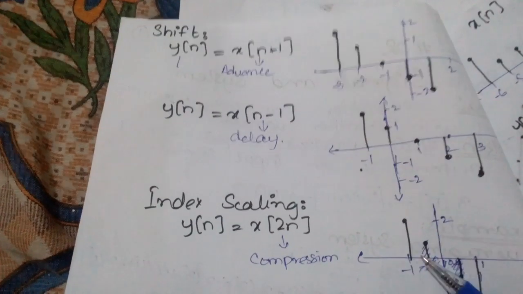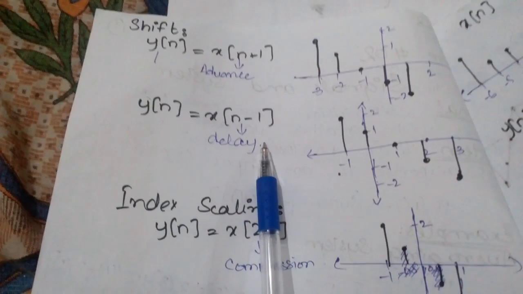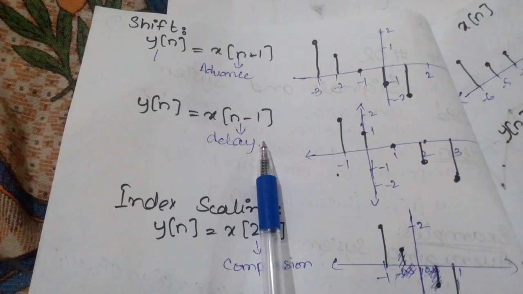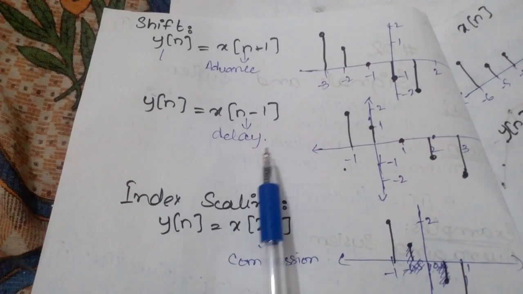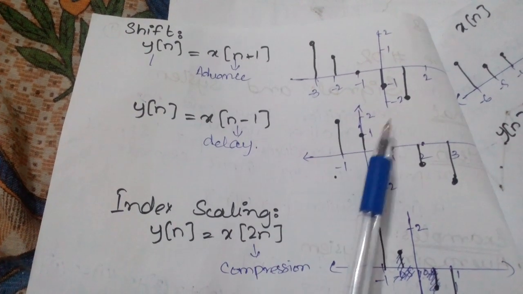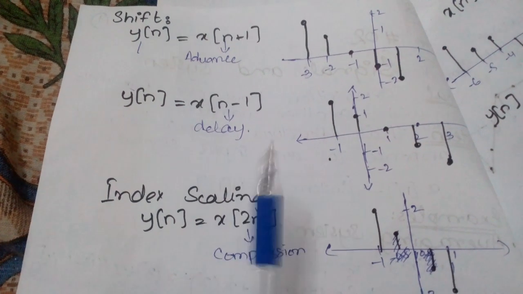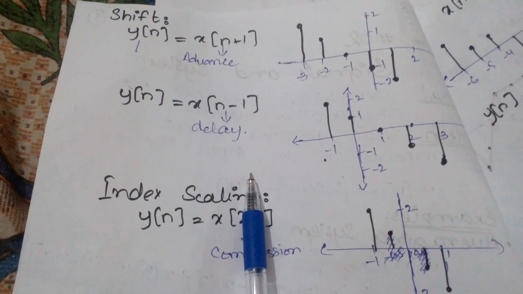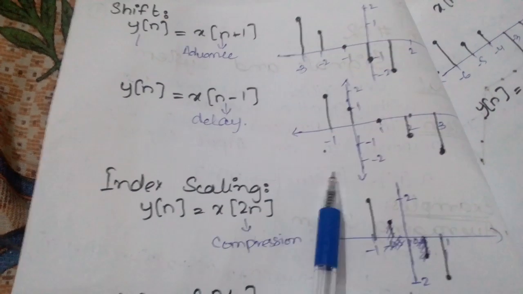Next is shift system. Here's the example: y of n equals x of n plus 1. Here for n plus 1 we will shift our system one step behind. Original signal was x of n, and now that is shifted one step behind, and for this signal x of n minus 1 we would shift our system one step ahead and we will get this system.